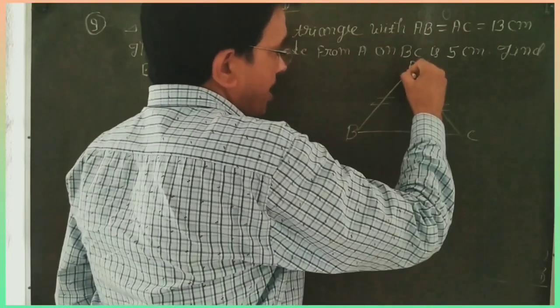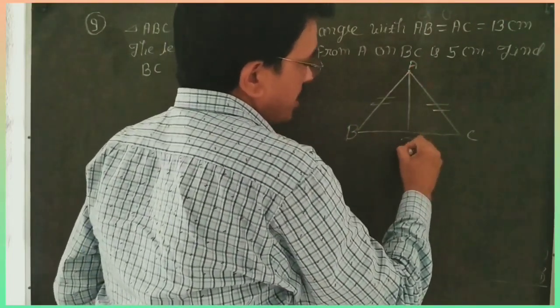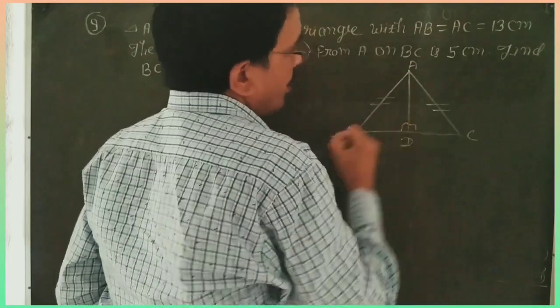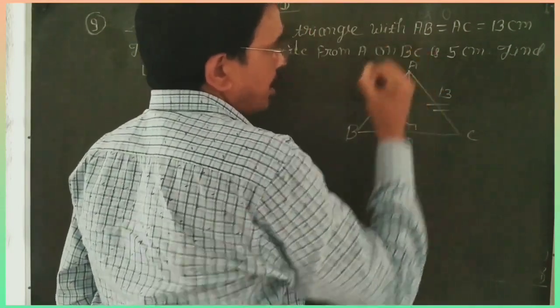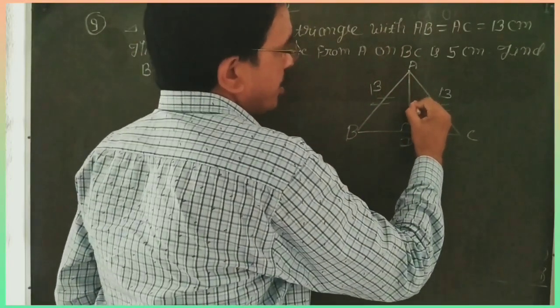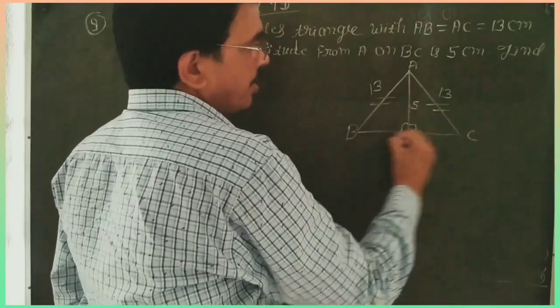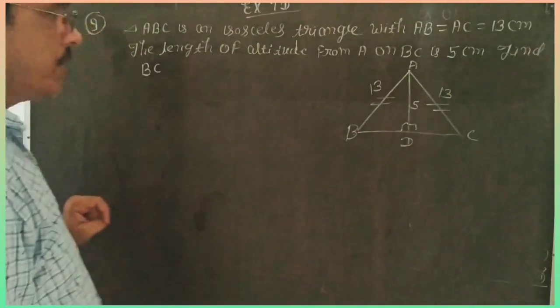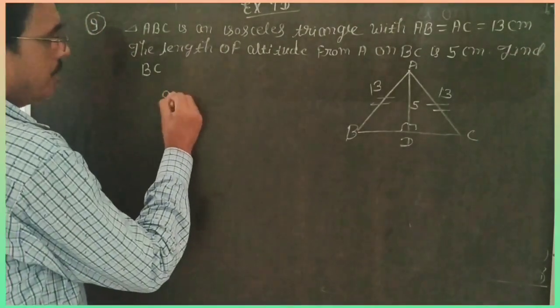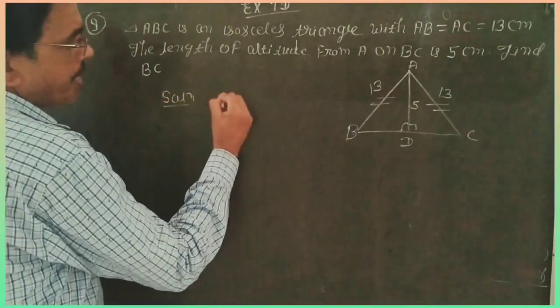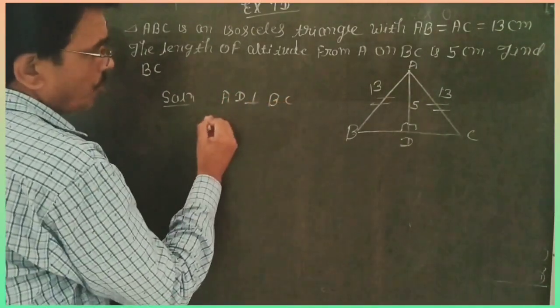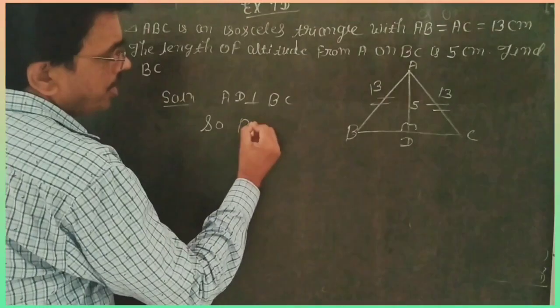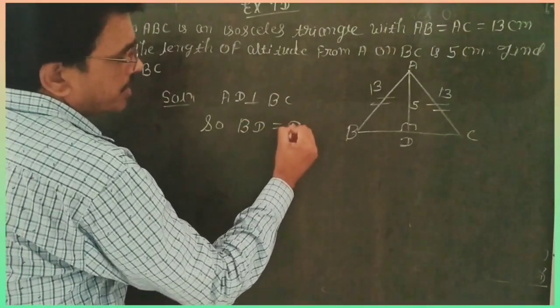And then AD is perpendicular to BC. It is given that AB is 13 cm and AC is 13 cm, and this altitude is 5 cm. So what is BC? Dear student, write the solution. AD is perpendicular to BC, so BD is equal to DC.